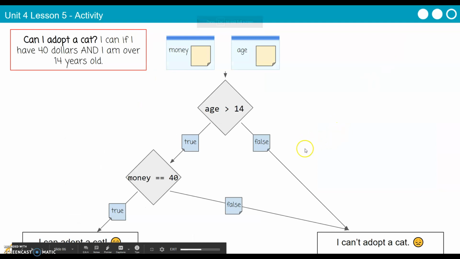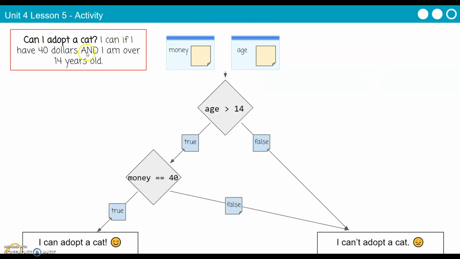So right here, I'm going to show you. Don't do this one yourself. Just watch this. This says, can I adopt a cat? I can if I have $40 and I am over 14 years old. So this one, they started with two variables. One is called money. They put nothing in the value. One is called age. They put nothing in the value.